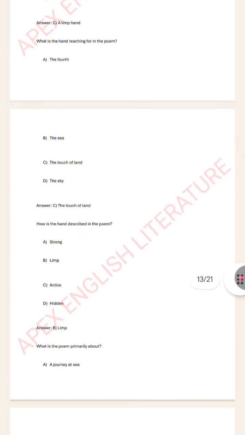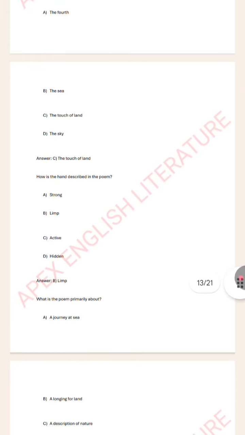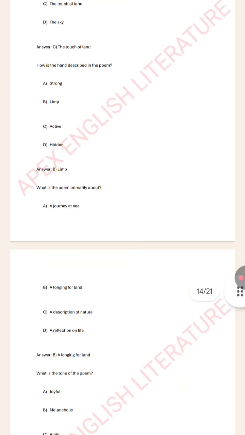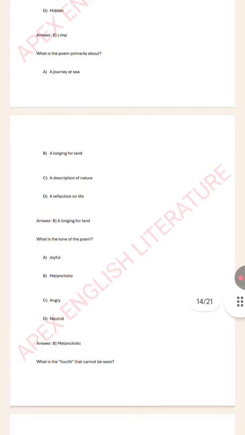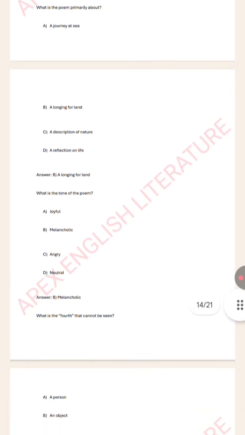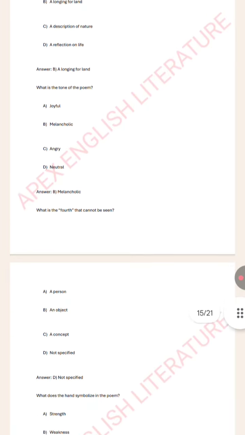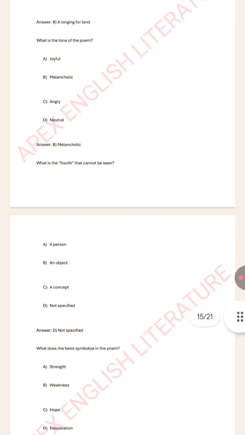How is the hand described in the poem? Limp. What is the poem primarily about? A longing for land. What is the tone of the poem? Melancholic. What is the fourth that cannot be seen? Not specific.